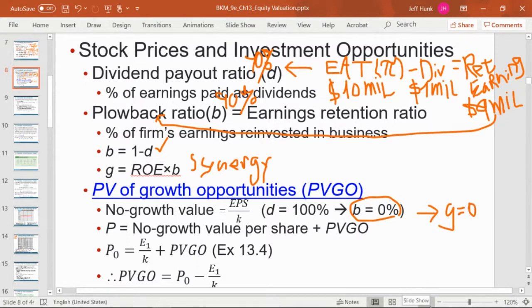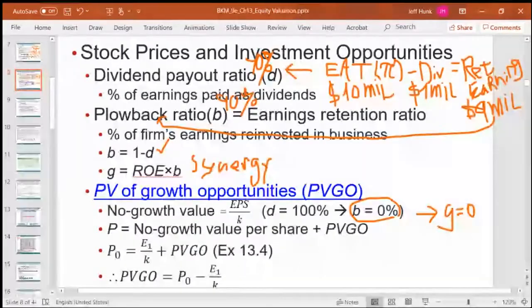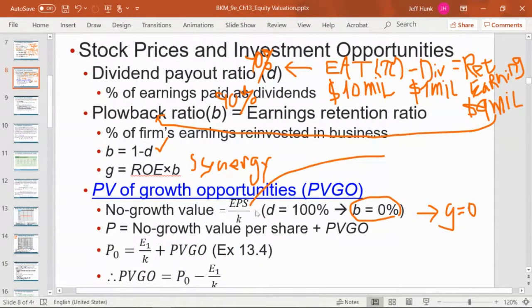So then we can simply calculate the no growth value of the company by dividing earnings per share by the required return, right? Why? Because where did this come from? Think about it. All of what is the Gordon growth model? It's the dividend at time one over the required return.